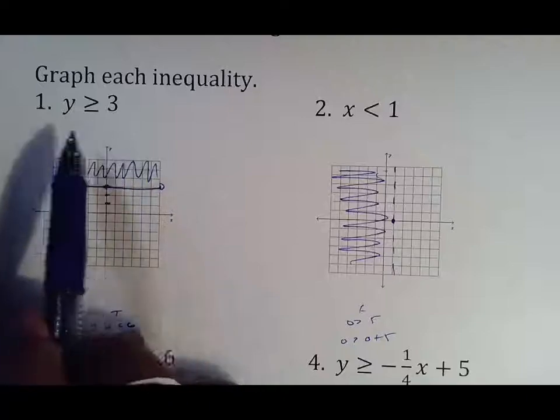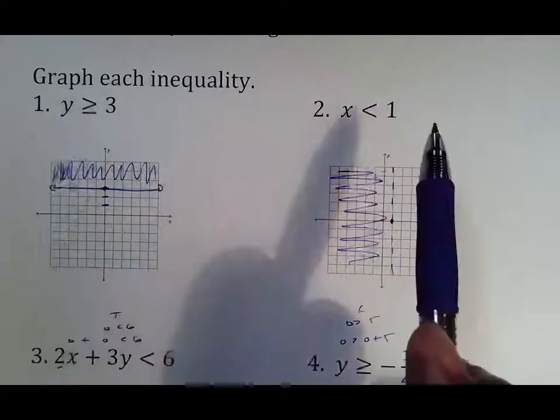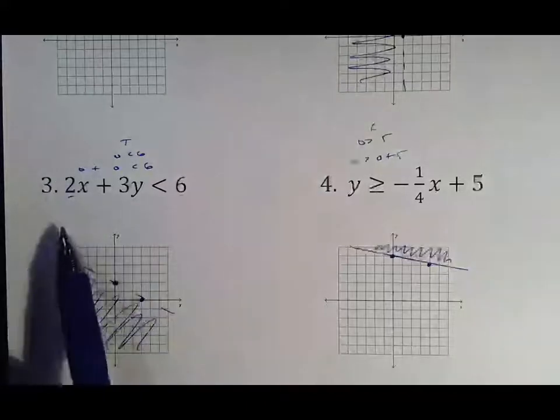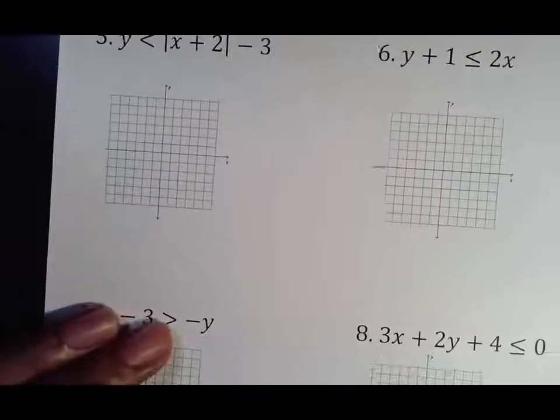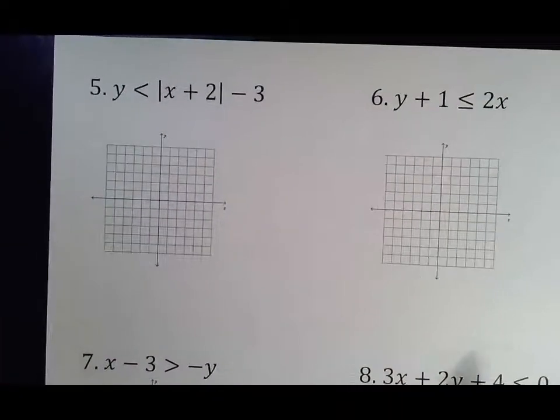You have the horizontal line, which is a y equals graph, you have an x equals graph, you have a standard form graph, and you have a slope intercept graph. Those are the main 4 graphs that you need to go to for a line. Then we get into the absolute values and some of the weird ones.